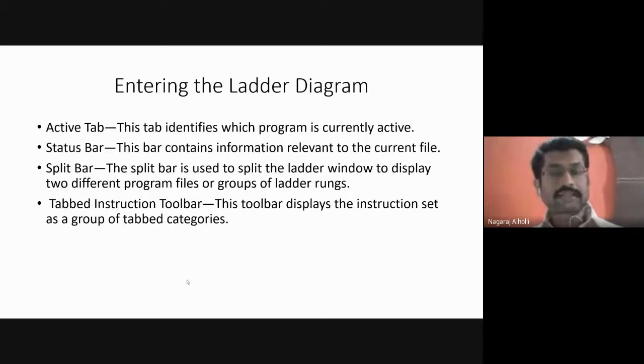Tabbed instruction toolbar. This toolbar displays the instruction set as a group of tabbed categories. So these tabbed categories come with certain instructions. It is in the form of tabs. For example, as I told, run instruction, or it may be the compiling process. It has certain toolbars, and those toolbars are meant to execute certain instructions.